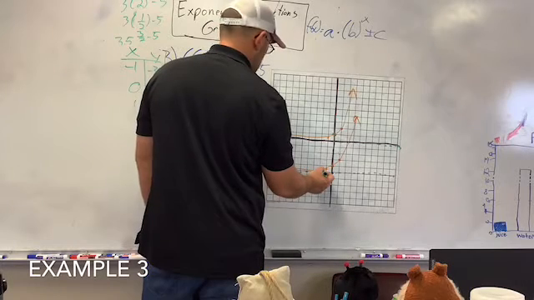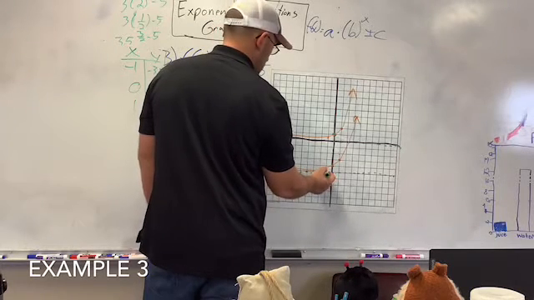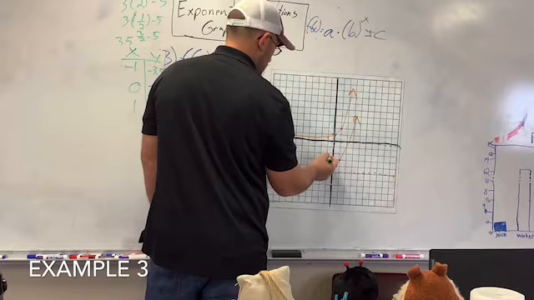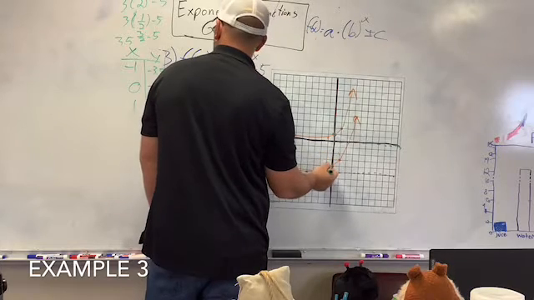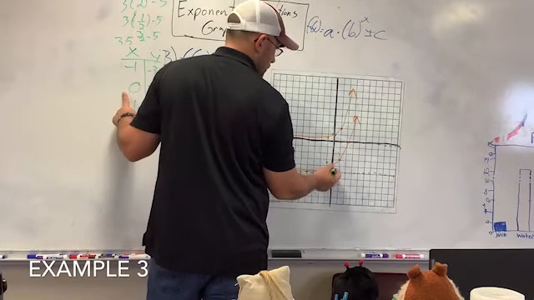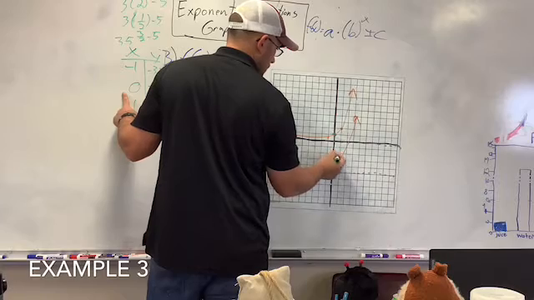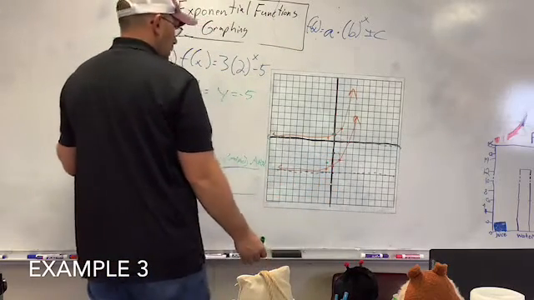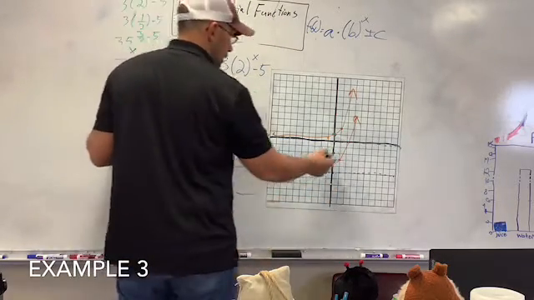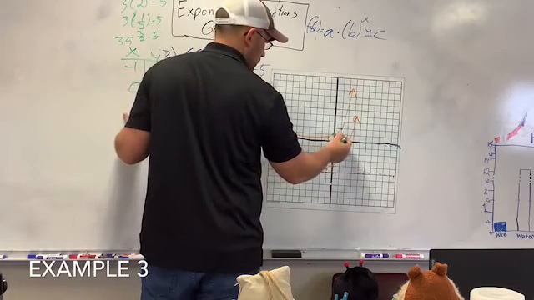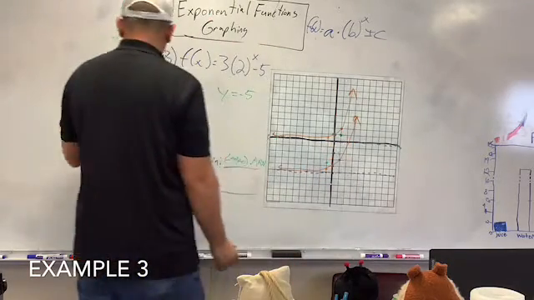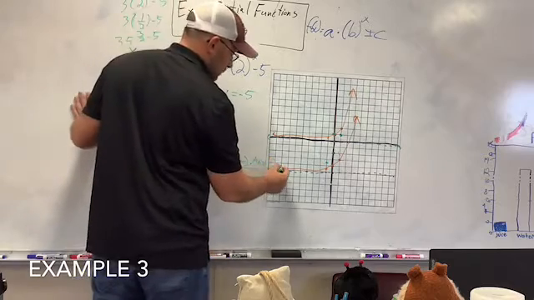All right, so now let's graph these. So (-1, -3.5), (0, -2), and then (1, 1). Then I connect my dots.